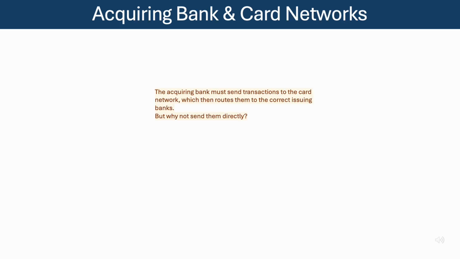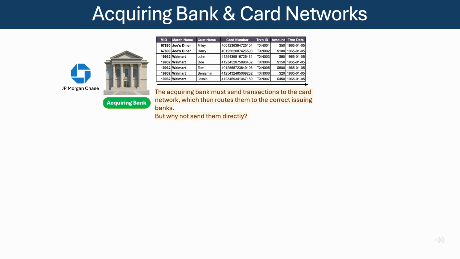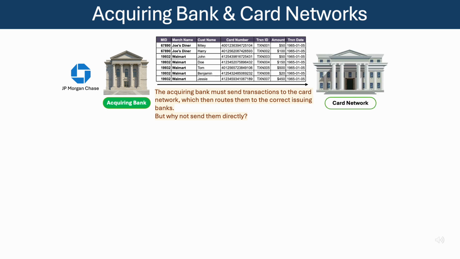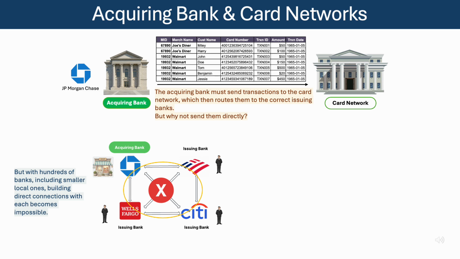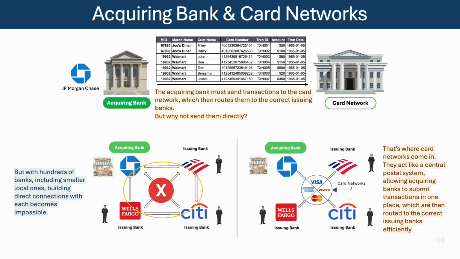The acquiring bank must send transactions to the card network, which then routes them to the correct issuing banks. But why not send them directly? Imagine there are just 4 banks. An acquirer would need to connect with 3 others. That's manageable. But with hundreds of banks, including smaller local ones, building direct connections with each becomes impossible. That's where card networks come in. They act like a central postal system, allowing acquiring banks to submit transactions in one place, which are then routed to the correct issuing banks efficiently.